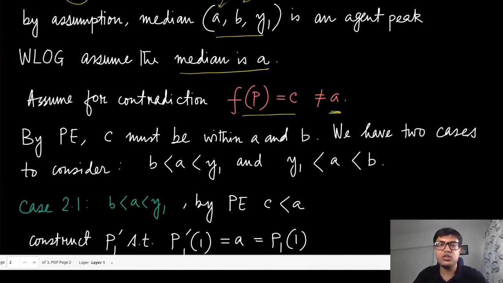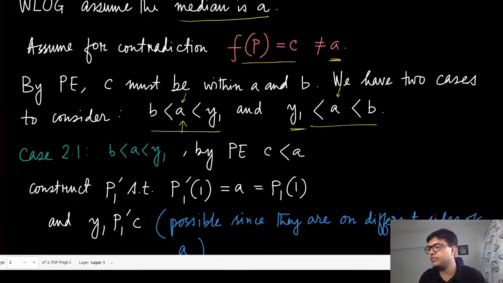So there are two possible cases in which A can be a median. Either B is less than A, less than Y1, in which case A is a median, or Y1 is less than A, less than B, in which case also A is a median. So these are the two exhaustive cases. Let us look at the first sub case, B less than A less than Y1. By Pareto efficiency we know that C has to be somewhere in between. So in particular, C has to be less than A.